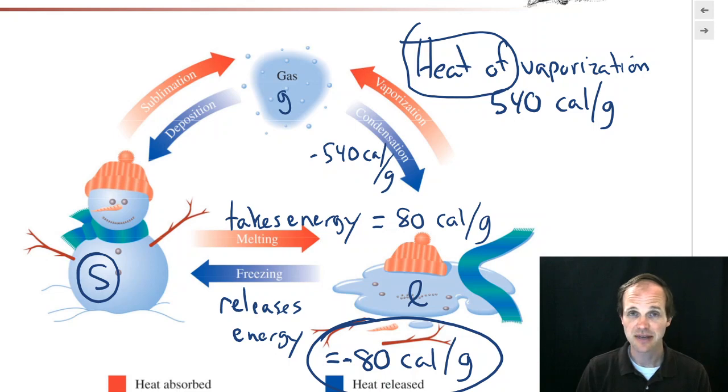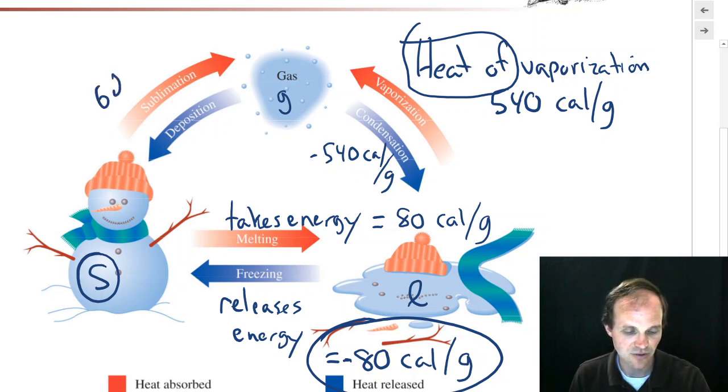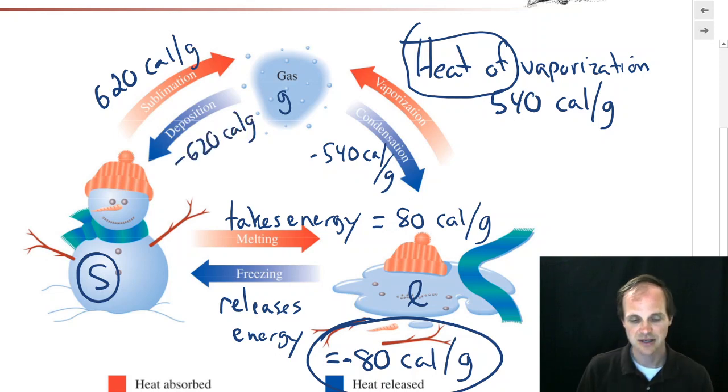How about sublimation? Well, it turns out sublimation is similar to a process of melting and vaporization, so you just add the two. 540 plus 80 is 620 calories per gram, and deposition is minus 620 calories per gram.